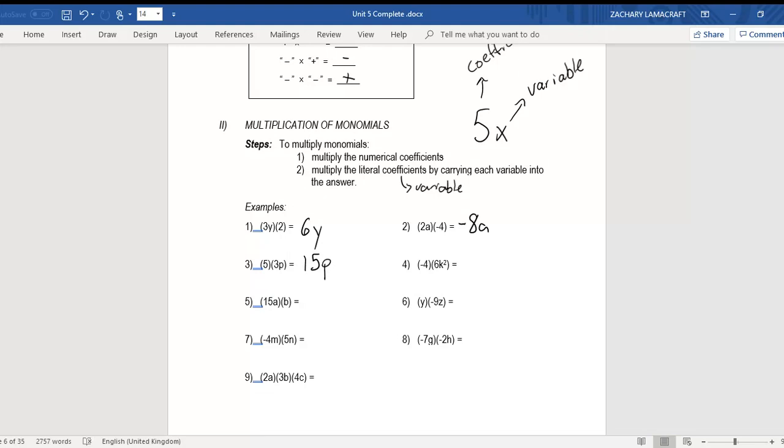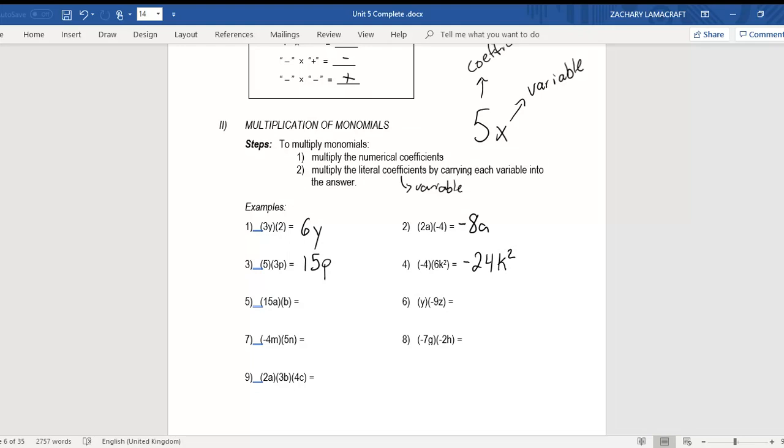In the next one, we have negative 4 times 6k squared. So negative 4 times 6 is negative 24. And then we just have k squared. Seems pretty simple and straightforward.